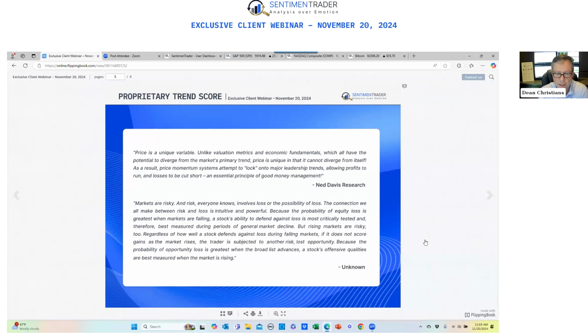And markets are risky, and risk, everyone knows, involves loss or the possibility of loss, going down. But rising markets are risky too. Regardless of how well a stock defends against loss during falling markets, if it does not score gains as the market rises, the trader is subjected to another risk: loss of opportunity. Because the probability of opportunity loss is greatest when the broad list advances. The stock's offensive qualities are best measured when the market is rising.